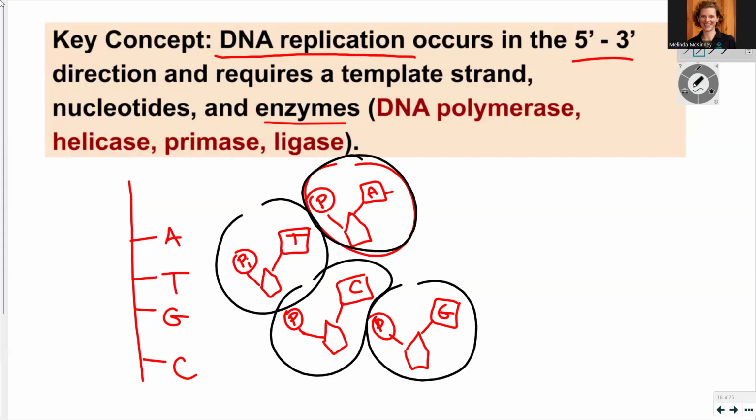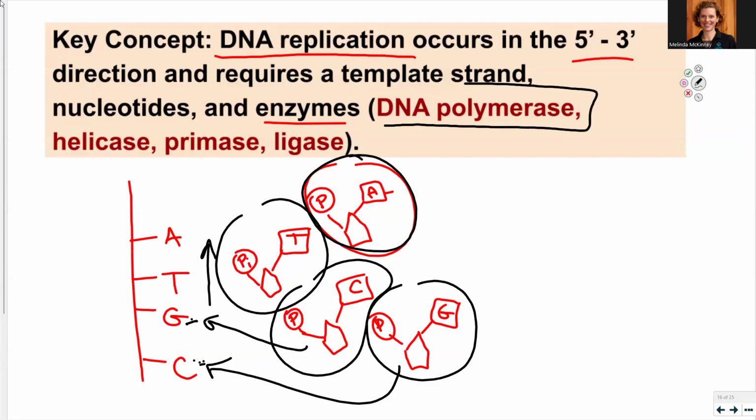So the enzyme sees that cytosine is there. It's going to match that with the guanine, right? And then the guanine is going to be matched with the cytosine. It's going to catalyze the formation of hydrogen bonds, and you're going to have the elongation of the newly synthesized strand. So we're going to specifically look at multiple enzymes.